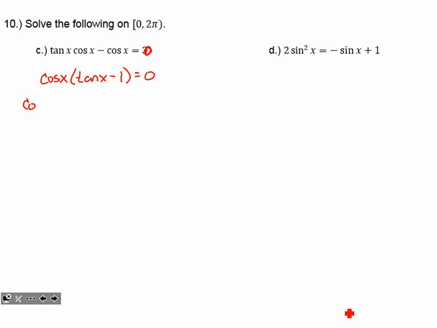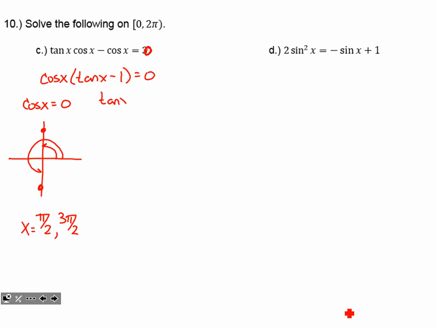So then I'm asking, where does the cosine, that first factor, equal 0? Remember, cosine means left or right. Where can there be reference angles that have no left or right movement? Well, it's on the y-axis, and that happens in 2 places. So that gives me solutions of x equals pi over 2 or 3 pi over 2.